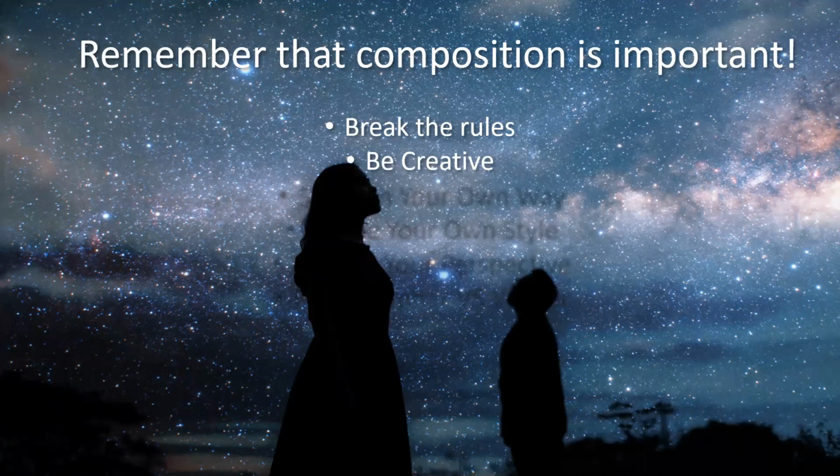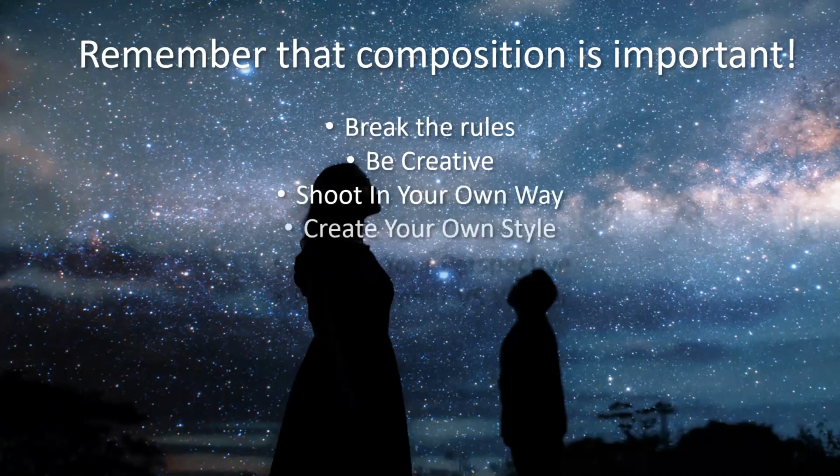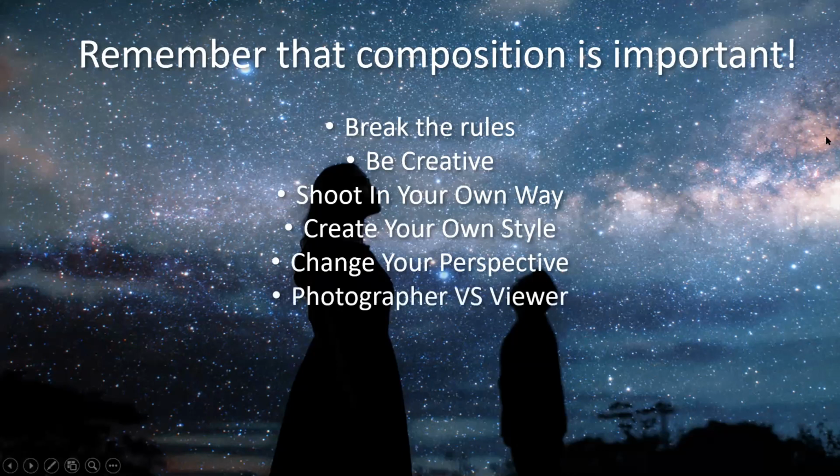Whatever it is, do it. Do not just stick to the rules and do not rely only on them. These are guidelines, but it doesn't mean you need to dwell only on the composition guidelines. You have to shoot in your own way. Be creative and create your own style, because that will help you have your own distinction. Change your perspective if you don't like your angle. And always remember that it's photographer versus the viewer: what you see versus what your viewers can see.